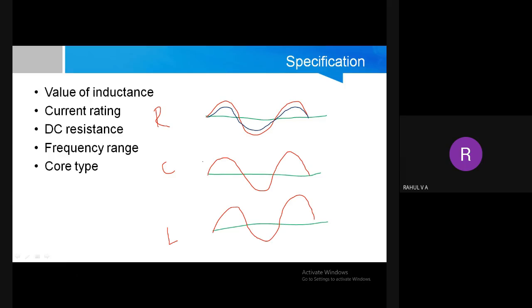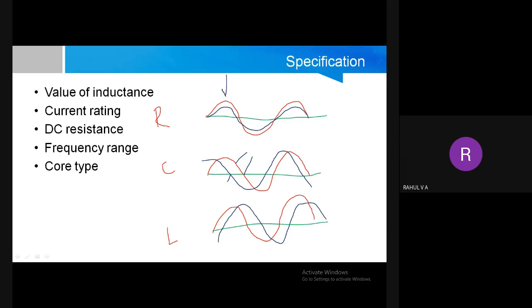But in the case of a capacitor, the current leads the voltage. That means it is like this: the current crosses zero before the voltage. Look at this point, where the voltage crosses zero, but the current crossed before that. And in the case of an inductor, the voltage crosses zero before the current. So that is a difference. It is not in phase.